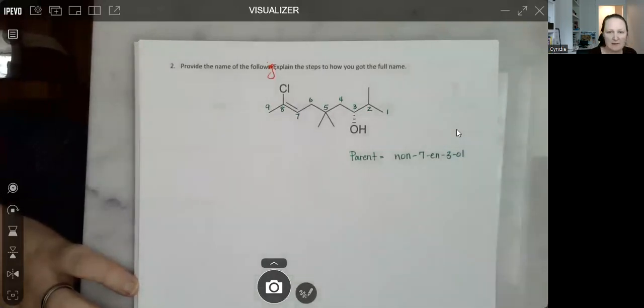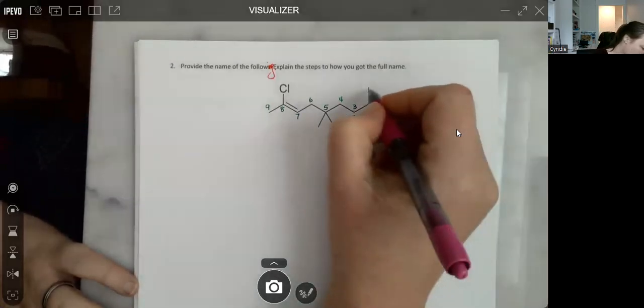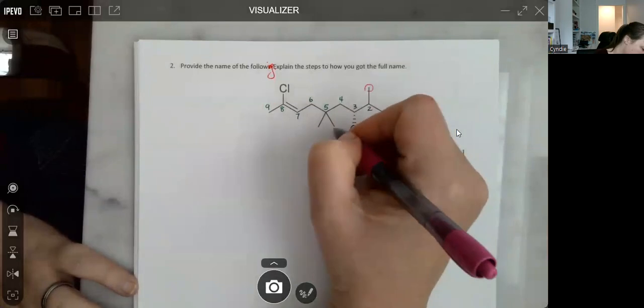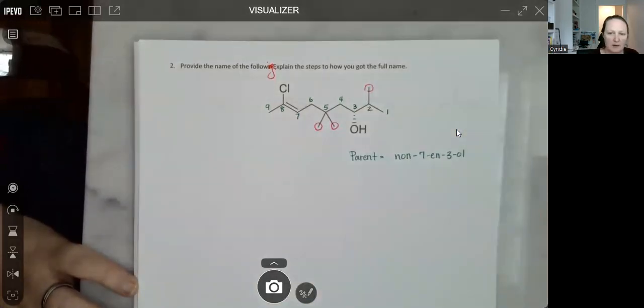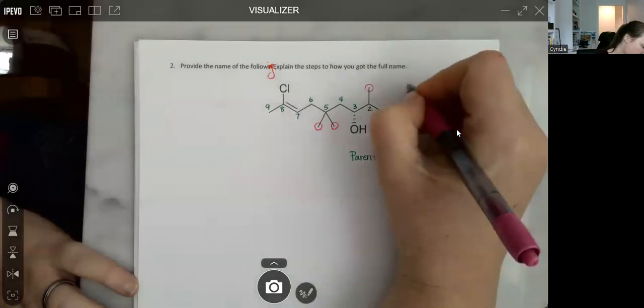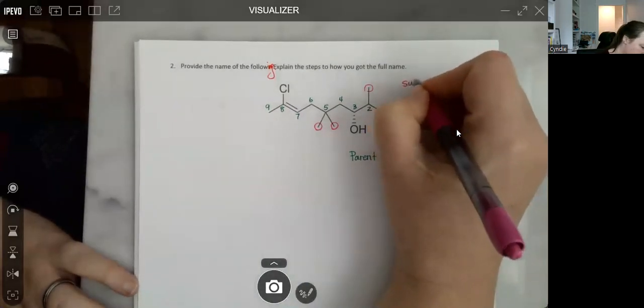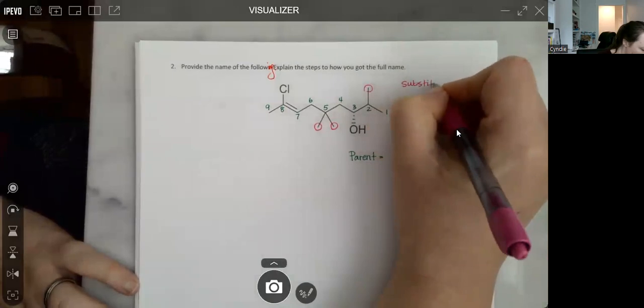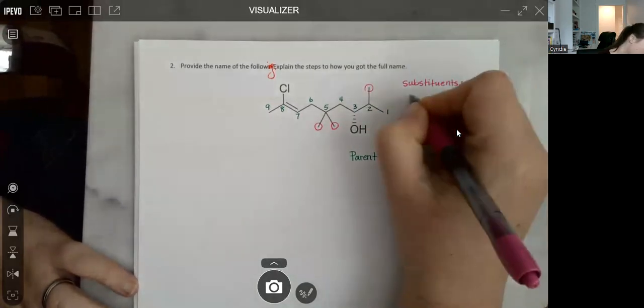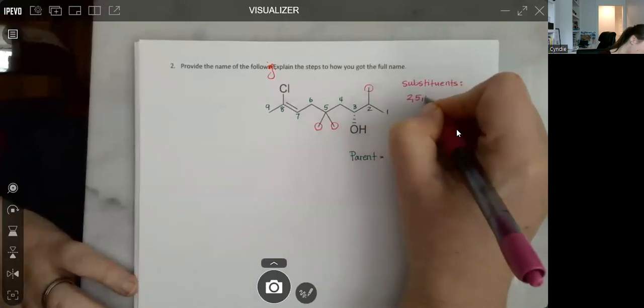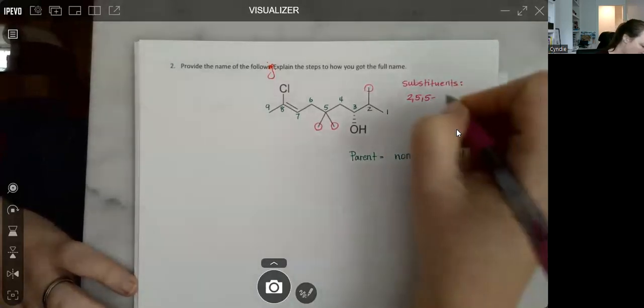And then once we have the parent, we want to think about what are the substituents, right? So we have the methyl substituents. There's 3 of them, right? So we have for substituents, we have a 2,5,5 trimethyl.